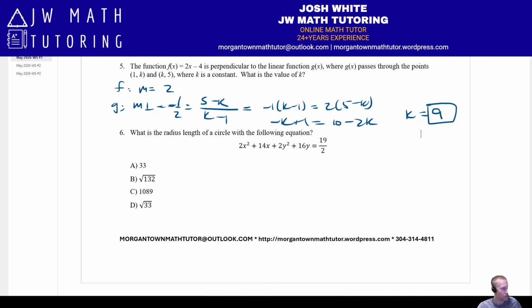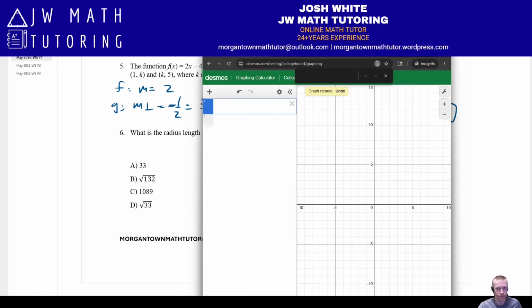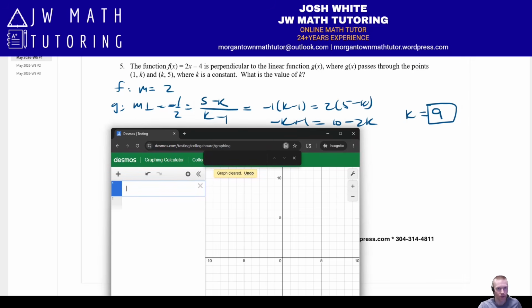Now, of course, you could go to Desmos, and you could do this entire problem in Desmos. There are multiple ways you could do this. First of all, you could calculate the slope. That's the first thing. You could just type the equation in like this and just solve that and get k equals 9.